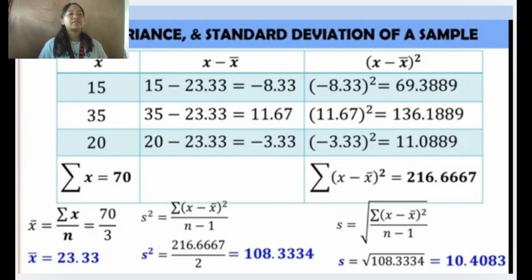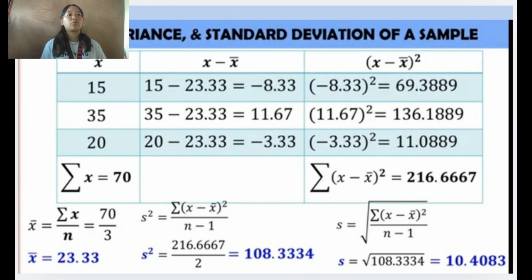So, we proceed to get the sample variance, which is S squared equals summation of x minus sample mean squared over small n minus 1. Since our summation of x minus sample mean squared is 216.667, and our n is 3, n minus 1 is 3 minus 1 equals 2. So, S squared equals 216.667 over 2 equals 108.3334. That is the sample variance.